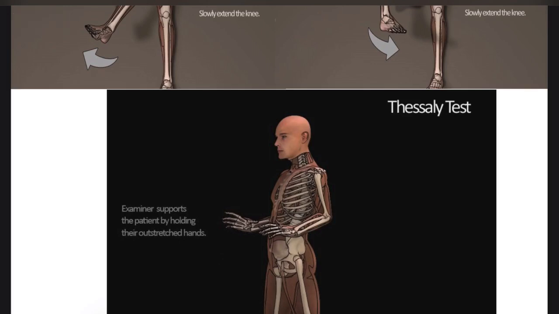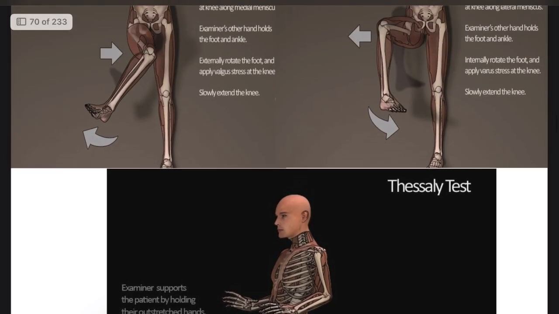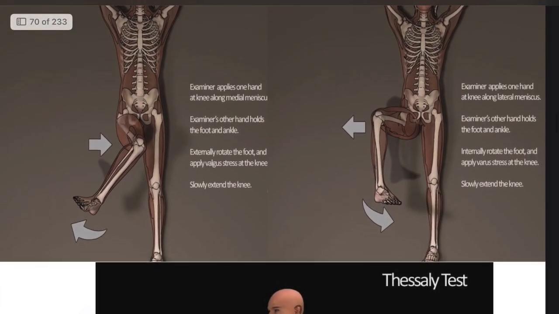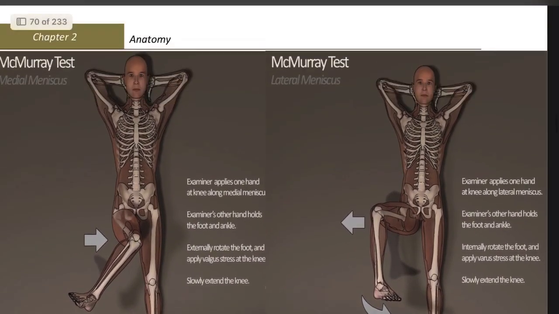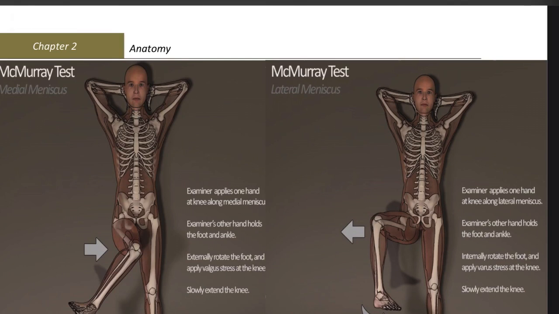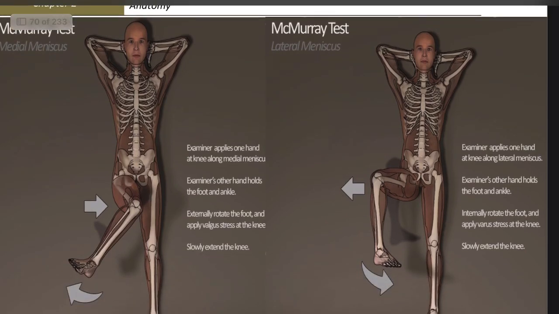Okay, so here we discussed the McMurray test. This McMurray test is very important for detecting medial and lateral meniscus injury. Here you can see this image. When we externally rotate the foot with a valgus stress and slowly extend the knee, we have to suspect the medial meniscus. For the lateral meniscus, we internally rotate the foot with a varus stress and slowly extend the knee, then we have to suspect the lateral meniscus.